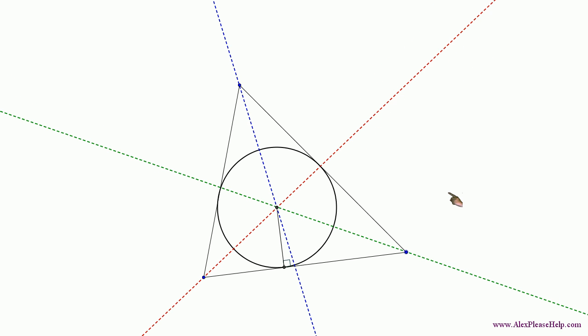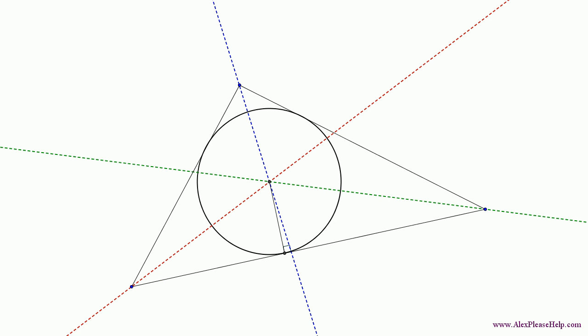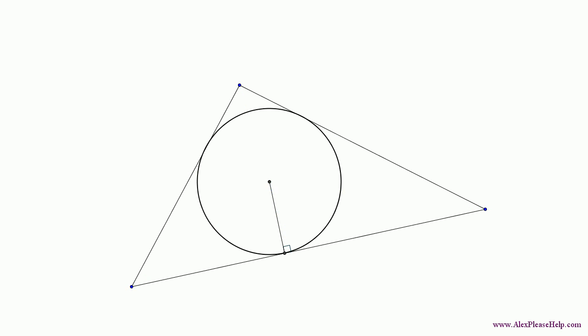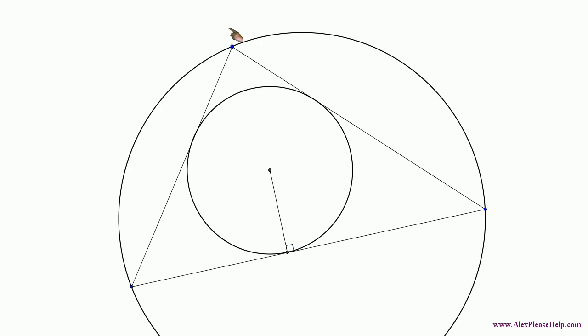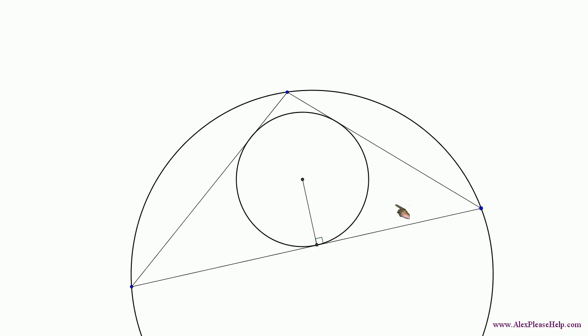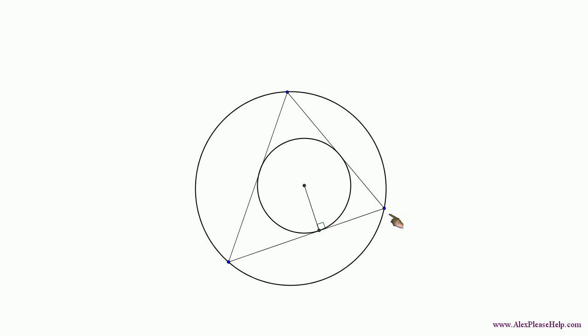And to show you, side by side, what an inscribed circle and a circumscribed circle look like, I'll get rid of these construction lines, and I'll plop down a circumscribed circle. That's a little big. Let me shrink it down a little bit. And this is what they look like along the same triangle.